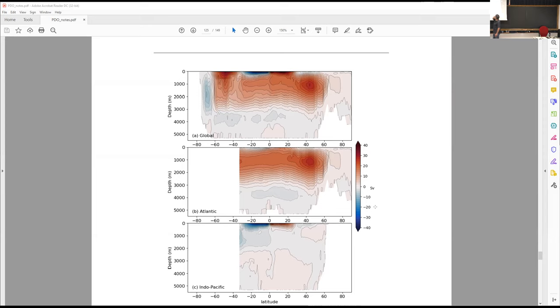Okay, so the point is that first we're going to see how deep the wind-driven gyres go into the ocean. So how deep do we feel the effect of the wind stress, and get a scaling of how deep are wind-driven gyres.